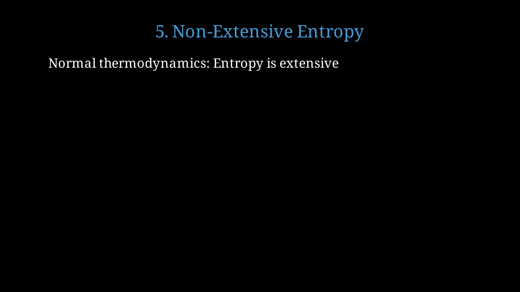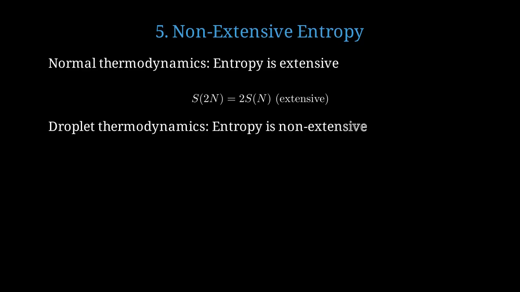The second puzzle is that entropy doesn't scale linearly with system size, violating extensivity. In normal thermodynamics, entropy is an extensive quantity. If you double the system size, you double the entropy. Mathematically, the entropy of 2n particles equals twice the entropy of n particles for extensive systems. But for droplets, entropy is non-extensive because surface contributions don't scale the same way as bulk contributions.